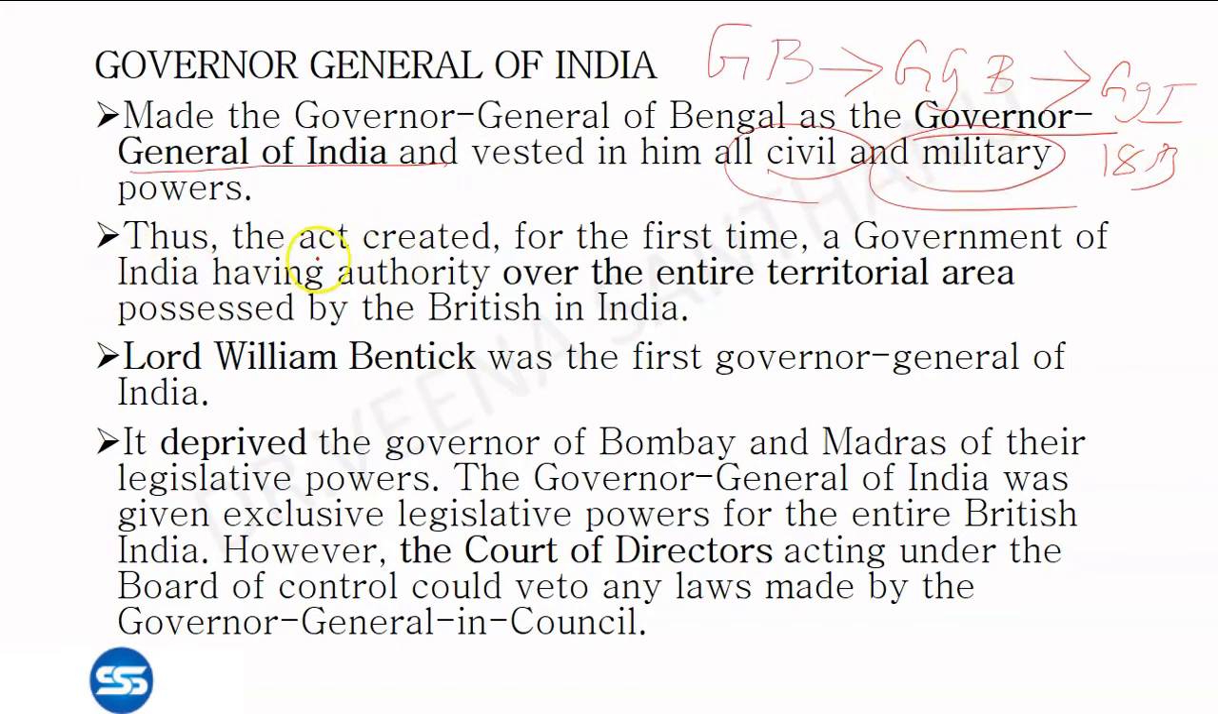Thus, the Act created for the first time a government of India having authority over the entire territorial area possessed by the British in India. So, there was a Governor General of India for the entire India. Lord William Bentinck was the first Governor General of India.